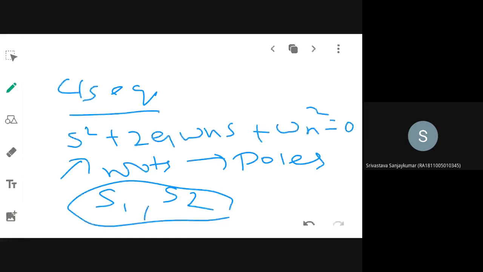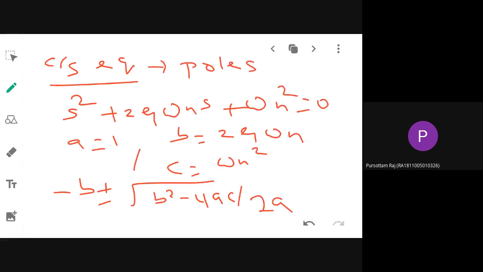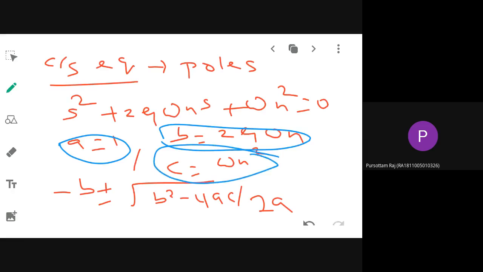So how will you derive the roots? Yesterday I told you one formula for deriving the roots of a quadratic equation. What is the formula? Minus b plus or minus. Here, A is what, B is what and C is what for this characteristic equation? A is the coefficient of s squared, so A represents 1 here.